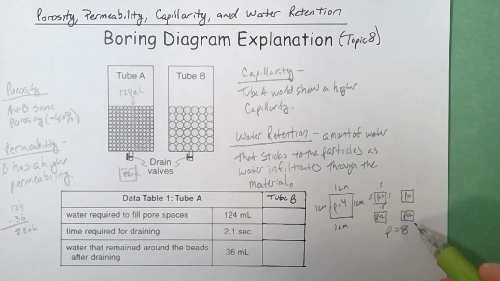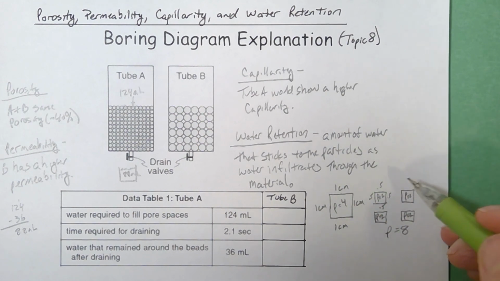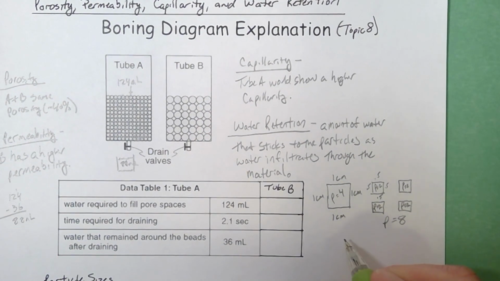So smaller particles have more surface area, and the greater the surface area, the greater the water retention. So the water retention really depends on surface area, and we can see that smaller particles have more surface area.